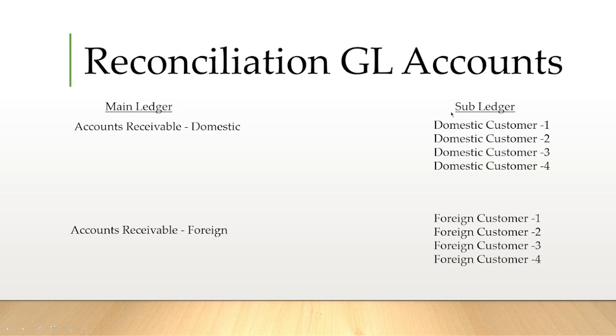So main ledger, sub ledger. Main ledger is nothing but your reconciliation ledger. Here, for example, for accounts receivable domestic, this is the main ledger. The subledger is domestic customer 1, domestic customer 2, domestic customer 3, domestic customer 4, like n number of customers we have. Similarly, accounts receivable foreign, this is the reconciliation GL account or main ledger. For this, the subledger is foreign customer 1, 2, 3, 4 till n number we have.